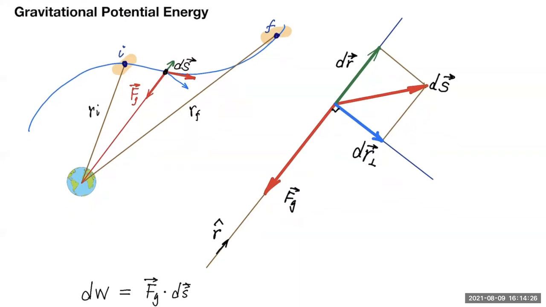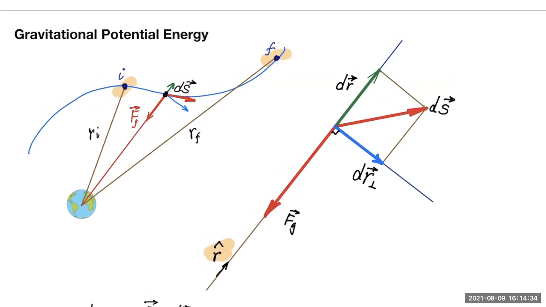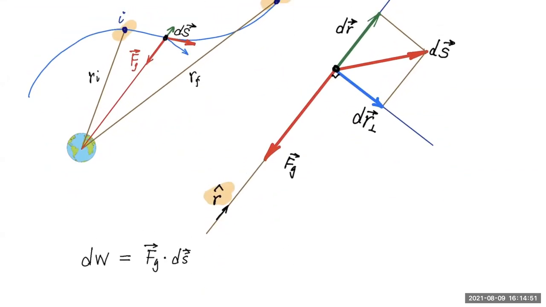Let me use a unit vector r from the center of the Earth to the object, and that's the direction of the unit vector r here. Now, ds has an arbitrary direction, but I can always break down ds into two components. One is along the radius, along the line connecting the center of the Earth and this object. The object is right here. The center of the Earth is somewhere down there, as the force of gravity points towards.